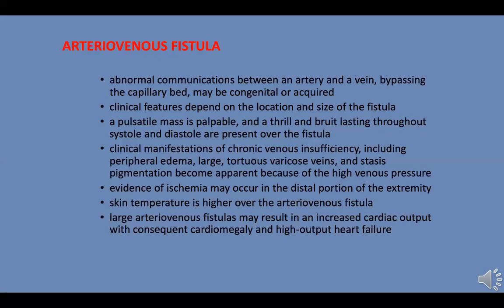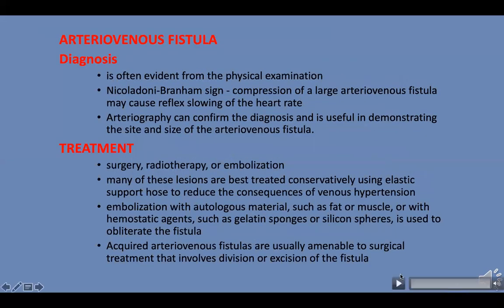Evidence of ischemia may occur in the distal portion of the extremity. Skin temperature is higher over the arteriovenous fistula. Large arteriovenous fistulas may result in increased cardiac output with consequent cardiomegaly and high output heart failure. Arteriovenous fistulas are often evident from the physical examination.